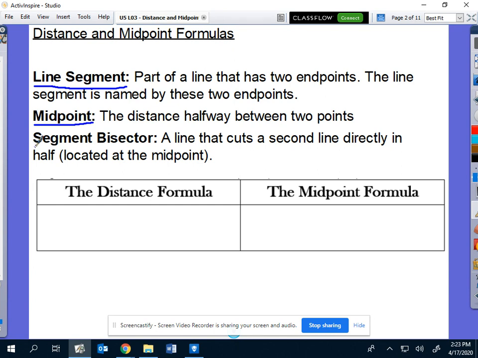A segment bisector is actually a line that cuts another line in half, right? So it's a line that cuts that second one directly in the middle, aka at the midpoint.